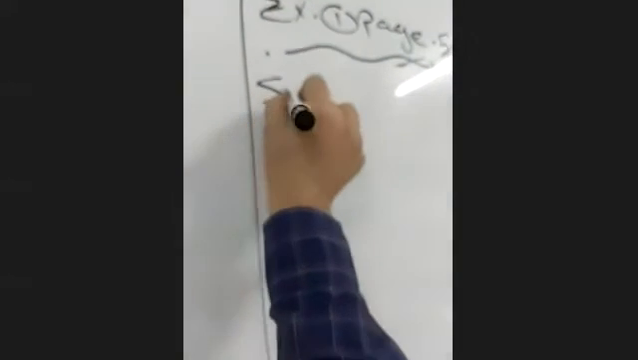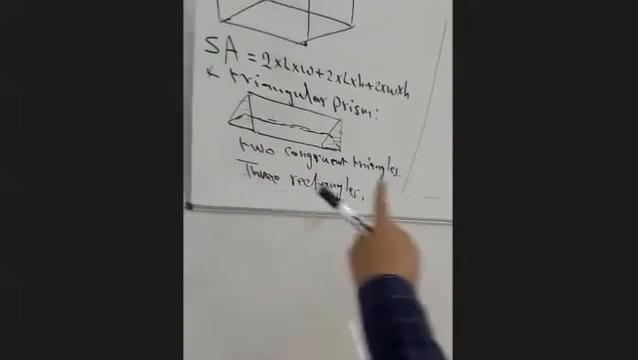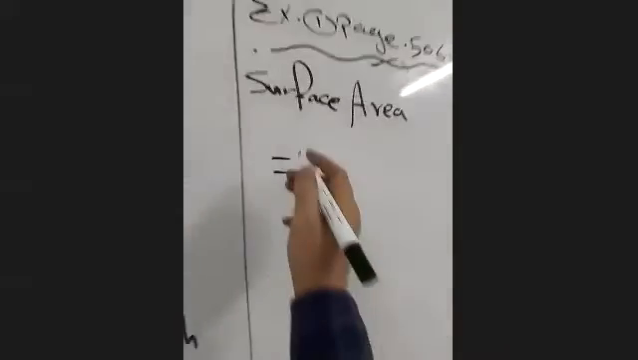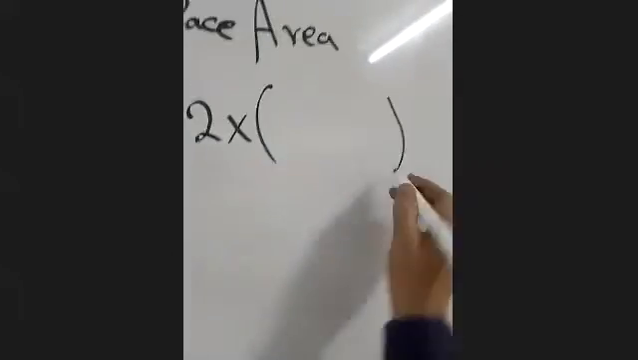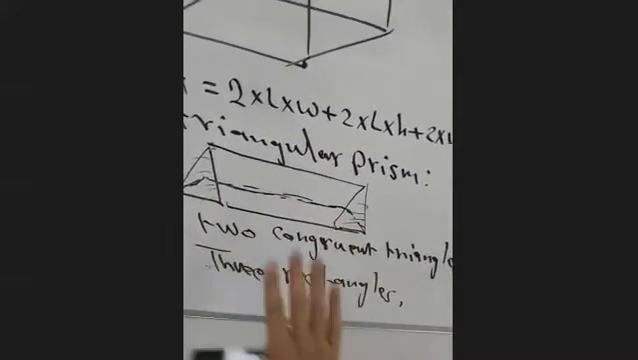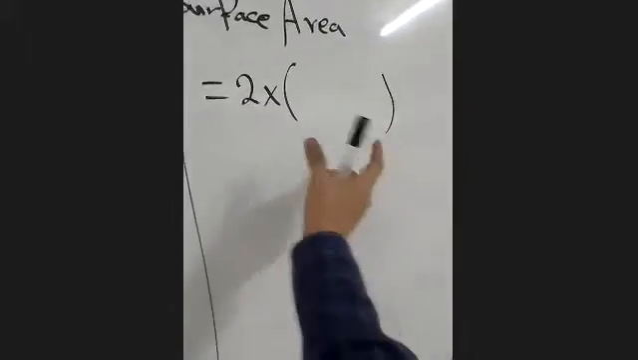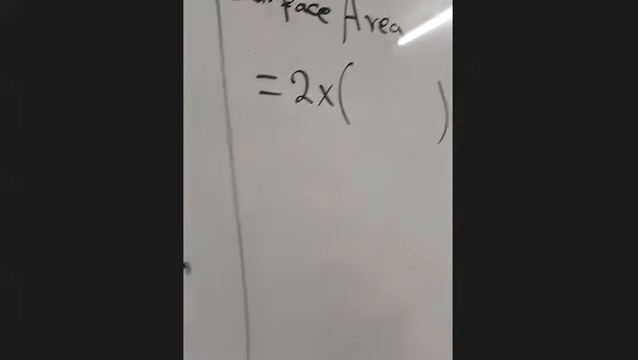Now to find the surface area, guys, we need to start with the area of the 2 triangles. So here, our surface area equals, because we said 2 congruent triangles means they have the same area, I will start with 2 multiply the area of 1 triangle. Why do I put 2? Because the 2 triangles have the same area, so no need to find the first one alone and the second one alone.